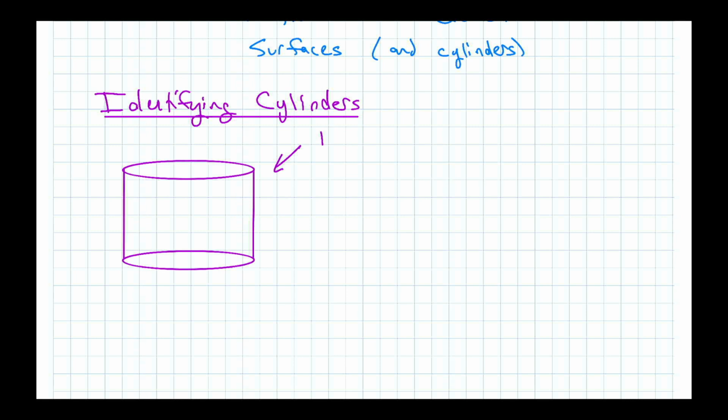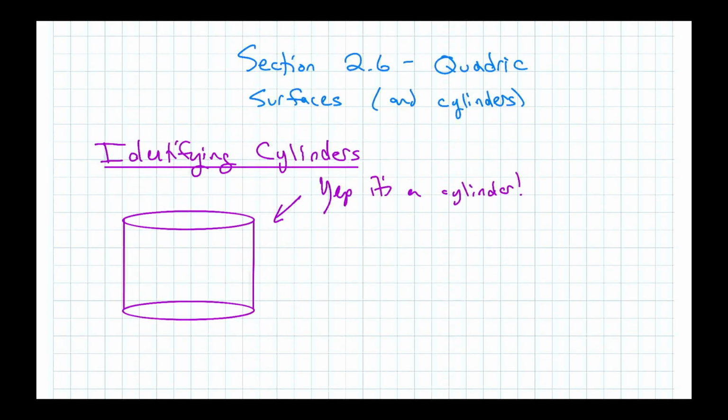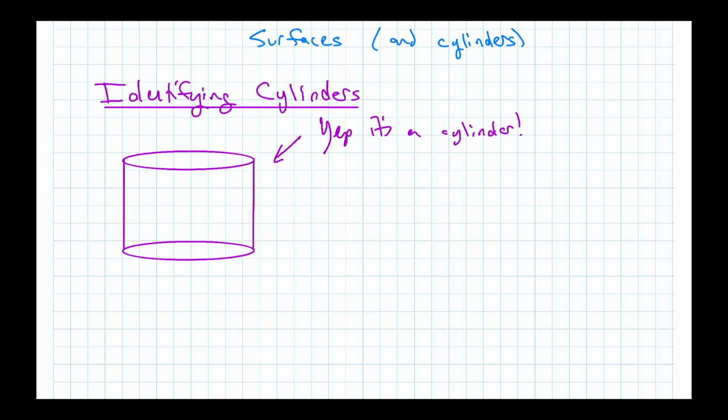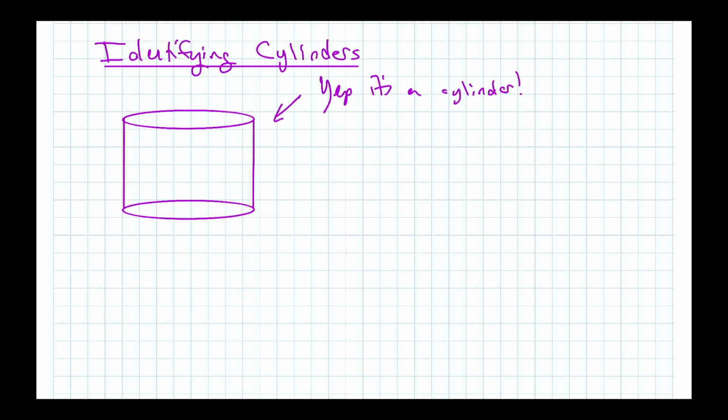Yep, it's a cylinder, right? You looked at it, you see it's a cylinder. Okay, now we're on to quadric surfaces, right? Not quite. It's a little bit more complicated than just going, yeah, we know that a cylinder looks like a tin can type shape. So for us, a cylinder is slightly more complicated.